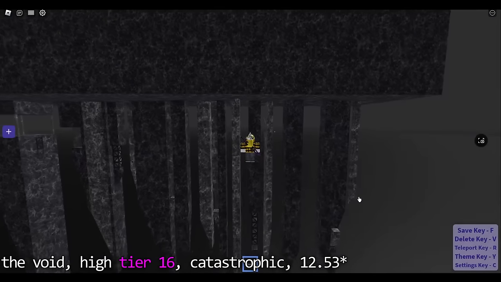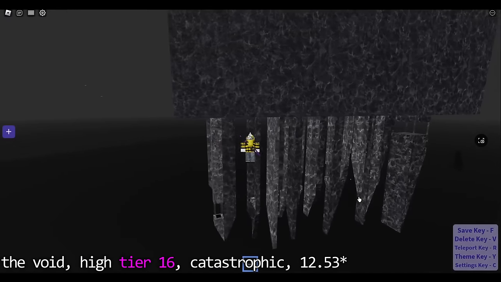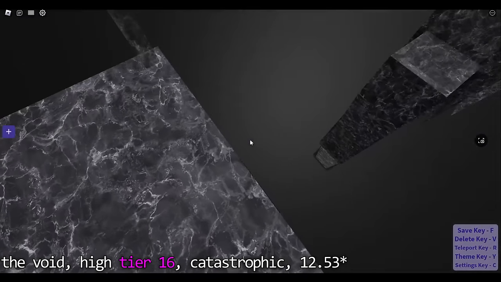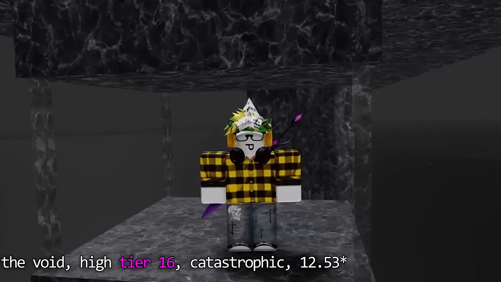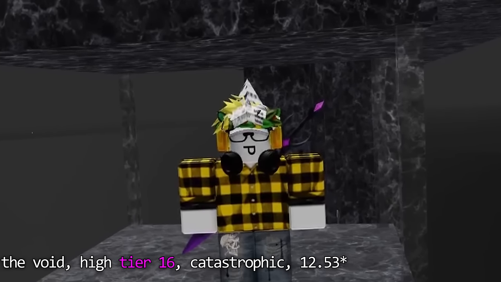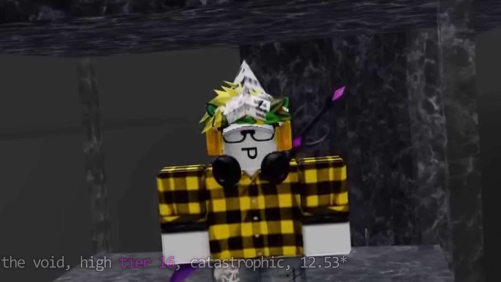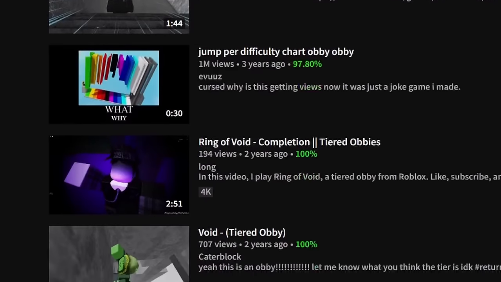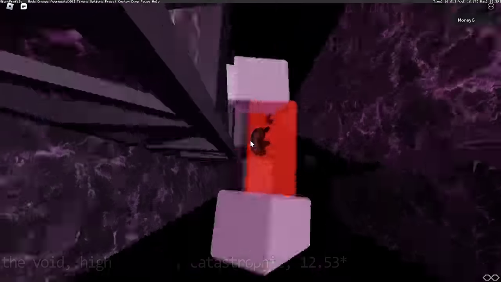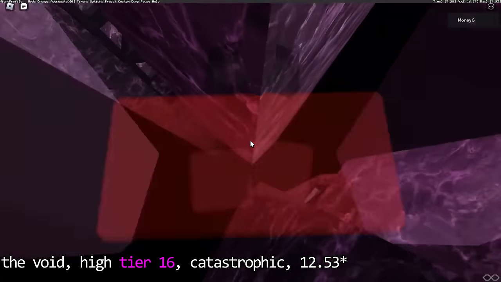There's also The Void, which is a short, high tier 16 obby, which starts off with whatever this is. The fact this jump is even possible is insane to me. I don't even want to know how people can complete this, and yet people do anyway, such as this guy named Inez YT, I think that's how you pronounce it, on top of a list of other people, it seems. This obby also requires lodging at times from what it looks like.